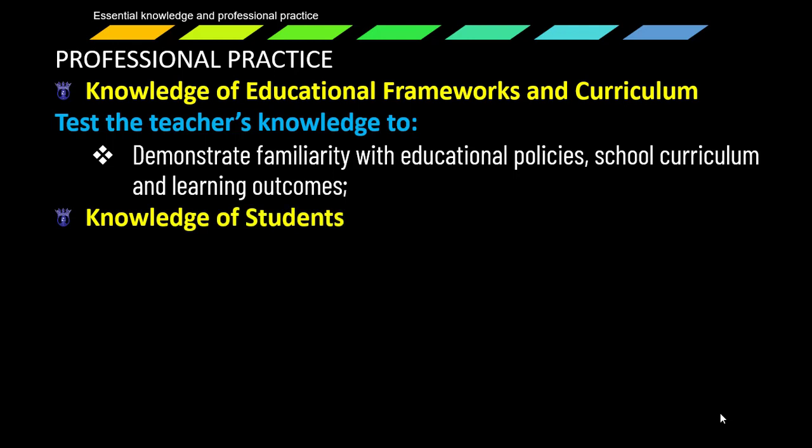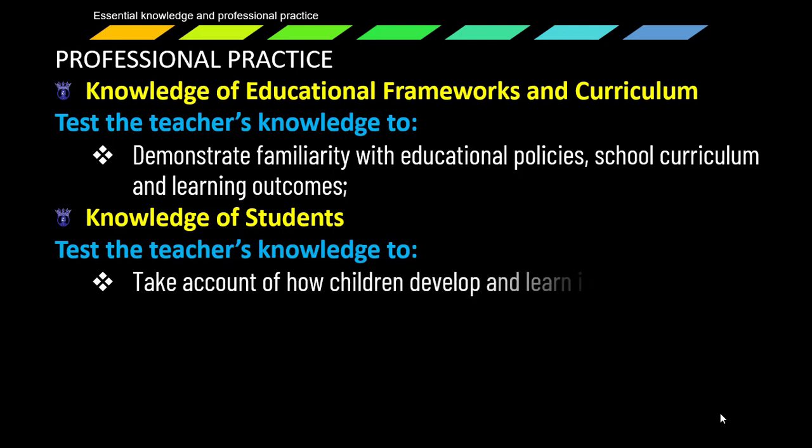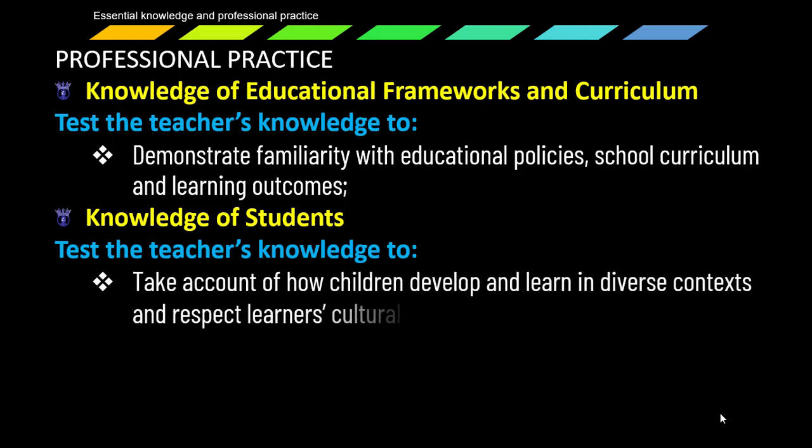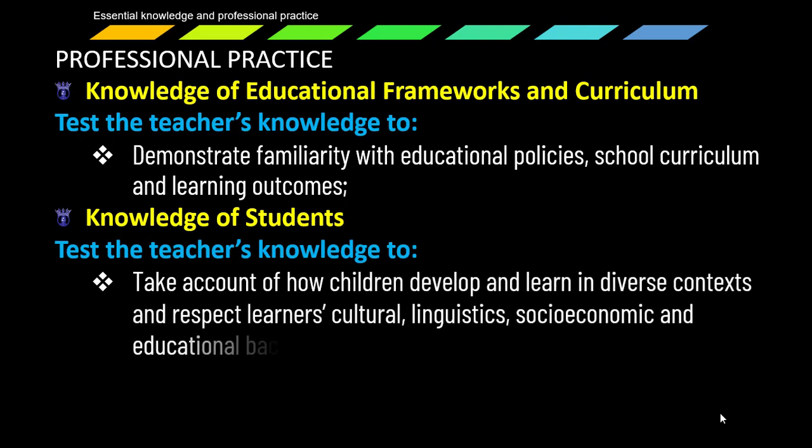And again, let's look at the knowledge of students. Okay, the knowledge of students, actually teachers are going to be assessed on the following. 1. Take account of how children develop and learn in diverse contexts and respect learners' cultural, linguistic, socio-economic, and educational background. Okay, if you have a good knowledge of your students, you will have to learn to respect them in their diversity. Okay, a classroom can be a homogeneous classroom or a heterogeneous classroom.